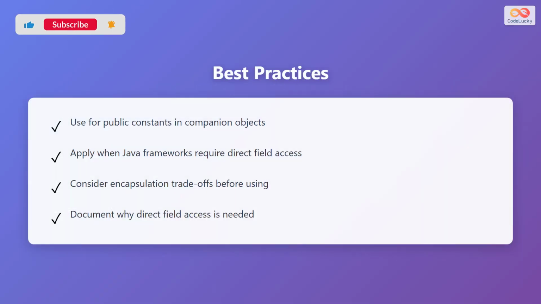When using JvmField, follow these best practices. Use it for public constants in companion objects where direct access makes sense. Apply it when Java frameworks explicitly require direct field access to work properly. Consider the encapsulation trade-offs before using it, as exposing fields directly bypasses the benefits of property encapsulation. Finally, document why direct field access is needed in your code, so other developers understand the reasoning behind this design choice.